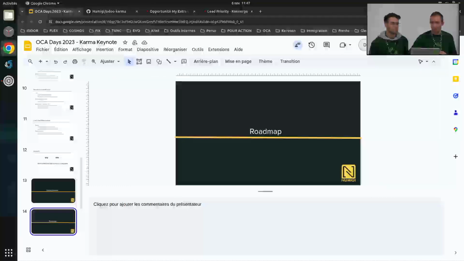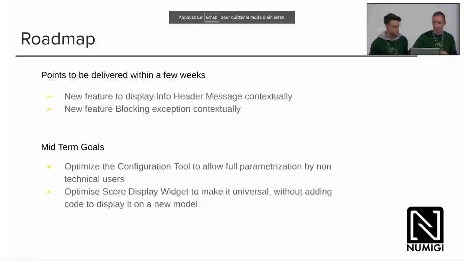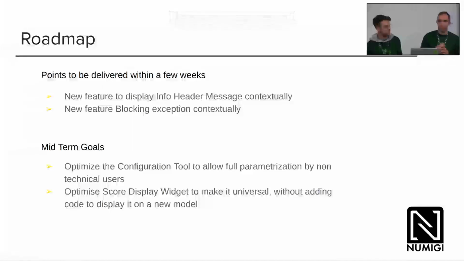Just to finish on this, we have a roadmap going. We have some features to be delivered maybe by the end of the year. We want to be able to display info messages contextually. So we want to use the base of Karma to be able to display a message contextually.